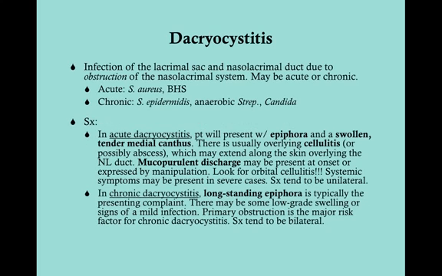So dacryocystitis is, in most cases, an infection of the lacrimal sac and the nasolacrimal duct due to obstruction of the nasolacrimal system. It's always due to an obstruction of the nasolacrimal system. When it's acute, it's always an infection. It's always some kind of infection that's causing it, that's present. When it's chronic, it may just be obstruction and no infection, and so there may not be those fulminant signs of infection. So let's talk about this in greater detail.